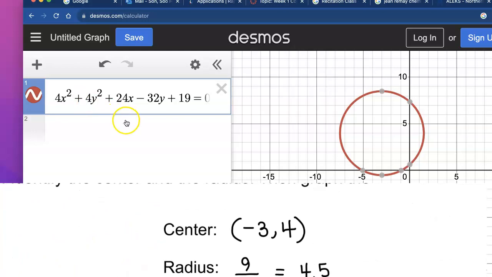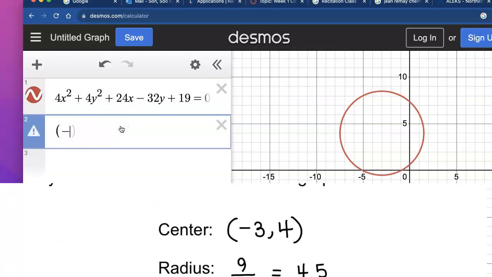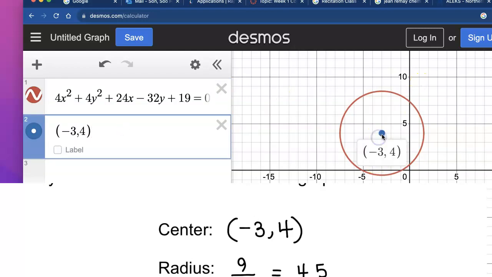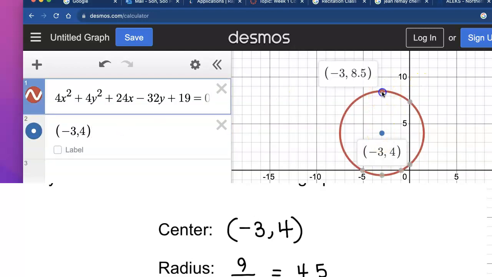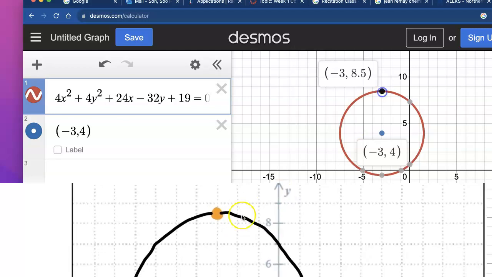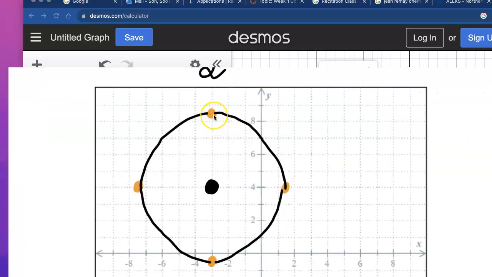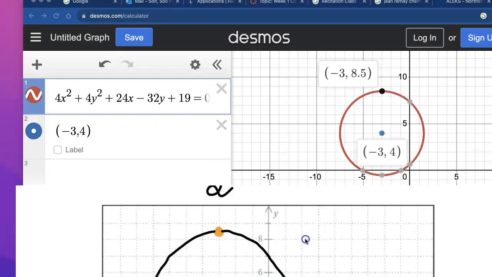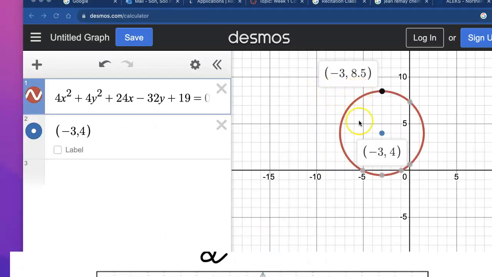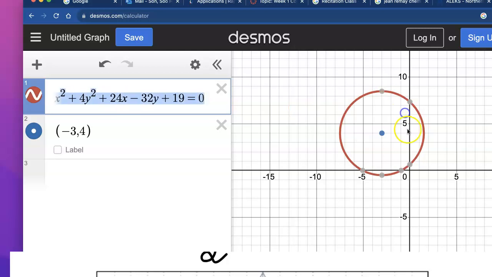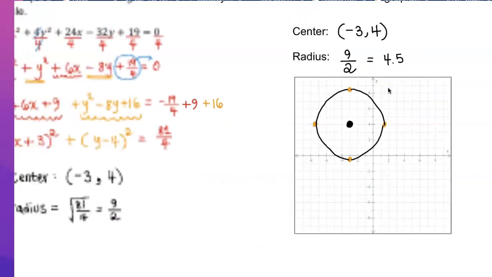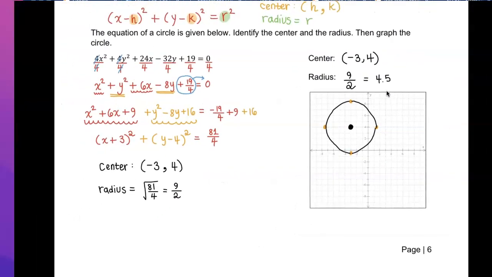I'm going to plot the center. I think the center should be at -3, 4. Is it at -3, 4? To me, it looks pretty good. I think we're going to have a point right there up at -3, 8.5. And I think we do have a point at -3, 8.5 right here. So I think it's a very quick check. If you want to graph to have that visual check before you submit your answer in ALEKS, I think we'll be able to avoid some mistakes.